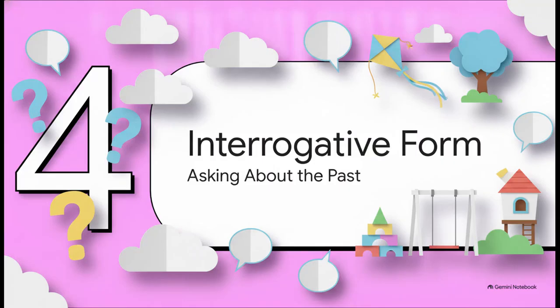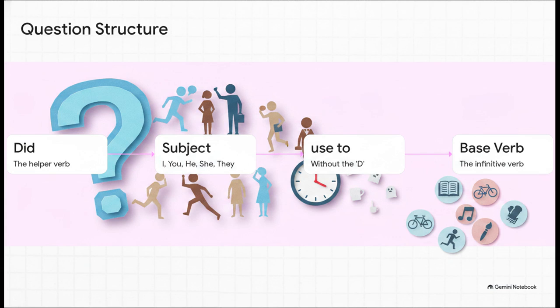All right, we know how to talk about ourselves. Now, how do we ask other people about their pasts? To form a question, we lead off with the helper verb did. Then comes the subject, followed by our target phrase used to, and we cap it off with the base verb. So, did plus subject plus used to plus verb.